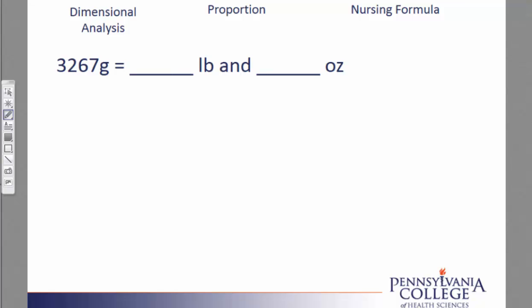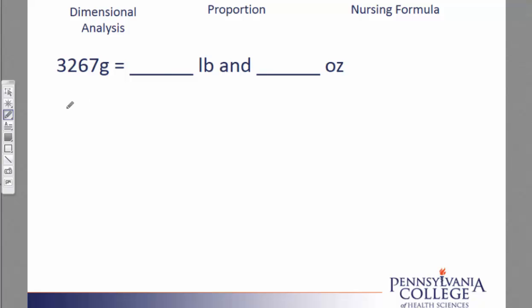Our goal is to convert a measurement in grams to a combined measurement of pounds and ounces. In order to start this process, we need to think through what we have memorized. I'm going to go through the process using 3 different methods. You can click on the button along the top of your screen to go directly to the method that you prefer. We'll start with dimensional analysis.